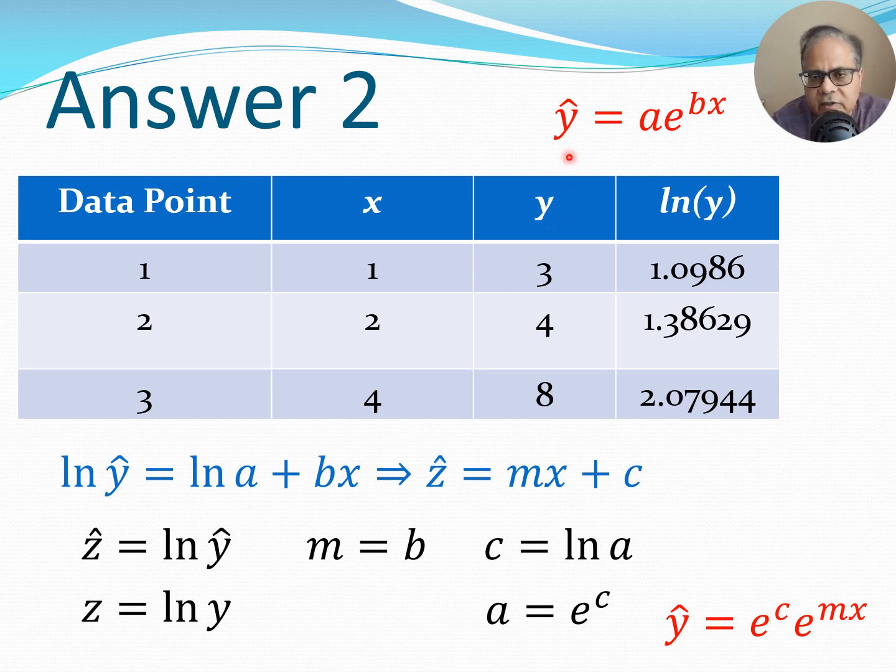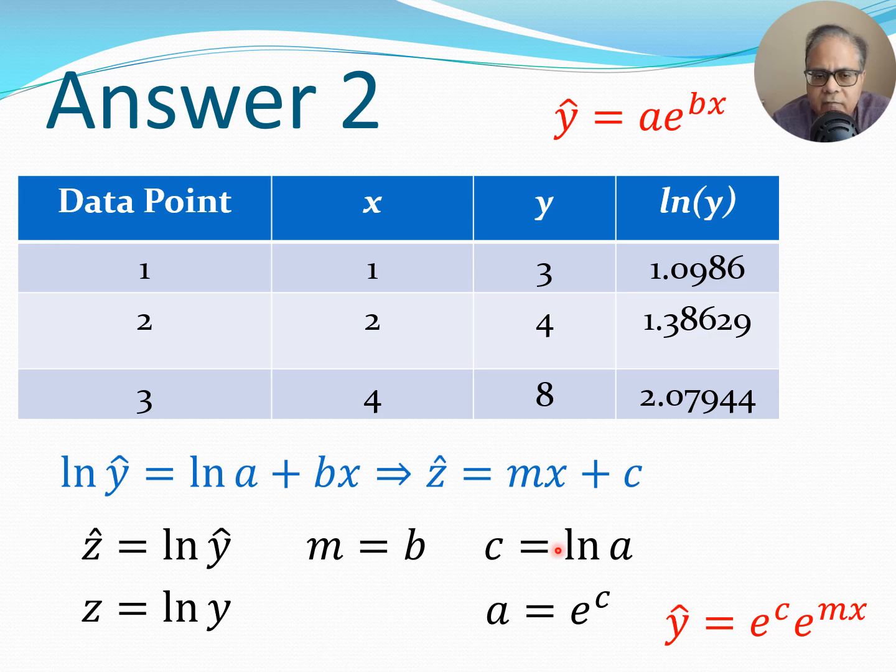Again remember, y hat is the estimate and y is the actual value, which we know only at 3 points. Now let's change the nomenclature so that we can think of this whole thing as a line. So let's say this is z hat is mx plus c.